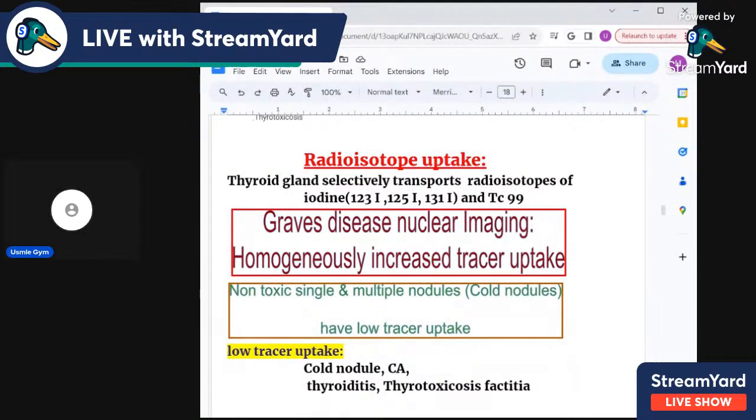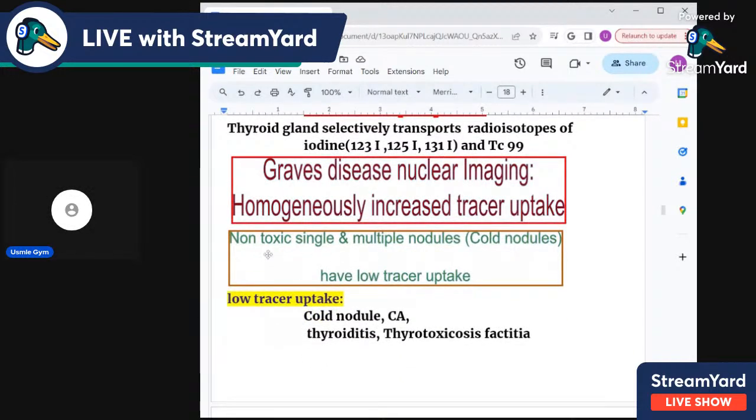Now, the thyroid gland selectively transports radioisotopes of iodine 123, 125, 131, and technetium 99. So, what do we see on nuclear imaging of Graves' disease? I already explained. Homogeneously increased tracer uptake. So, in Graves' disease, it takes homogeneously increased tracer uptake.